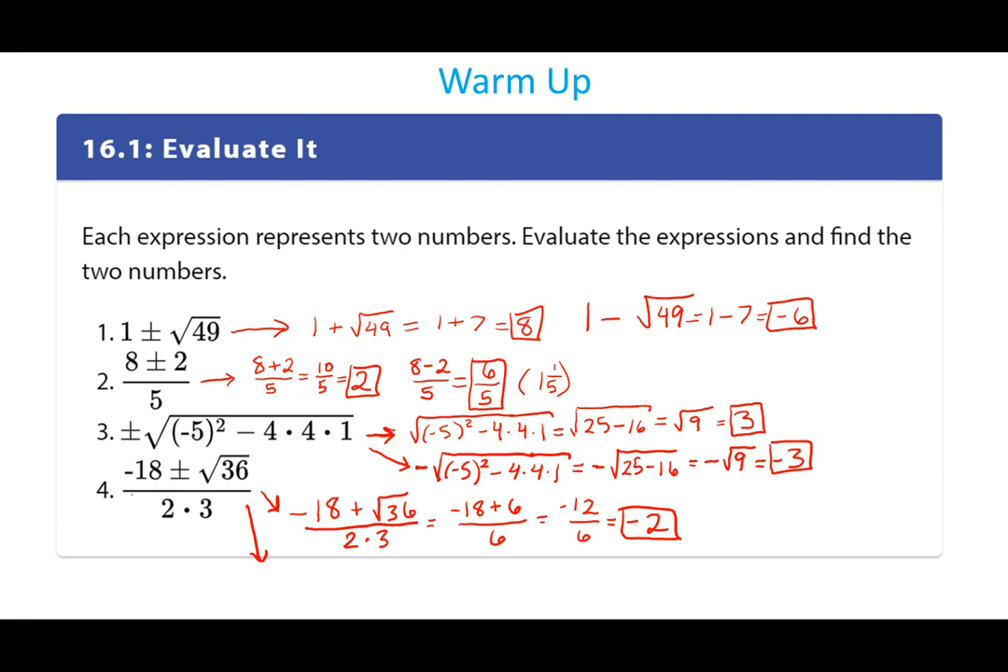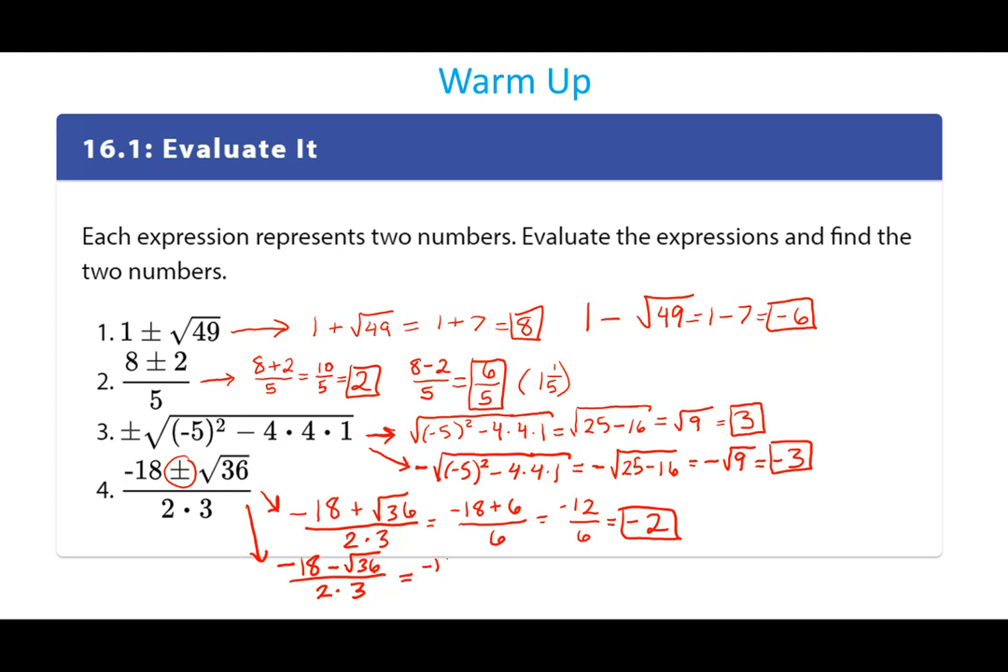Remember as well that we need to use the minus version of this. This doesn't mean that anything about this sign in front of the 18 is going to change. That's still going to be a minus. But in this space where we have the plus or minus symbol, now we're going to write the minus version. So negative 18 minus square root of 36 over 2 times 3.